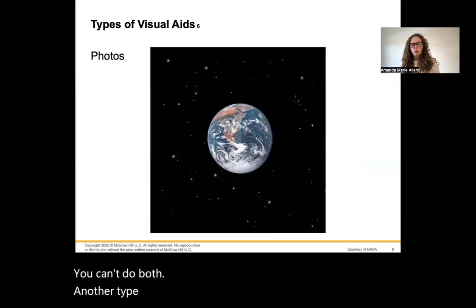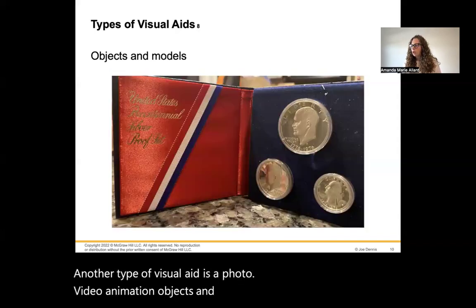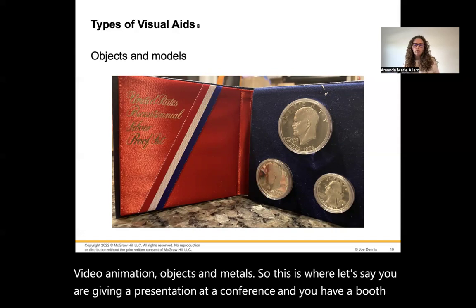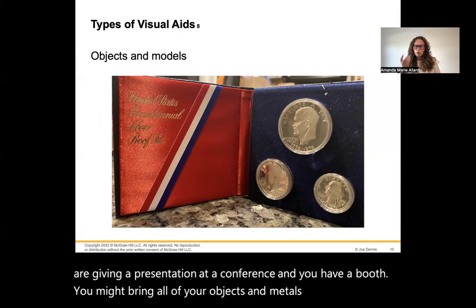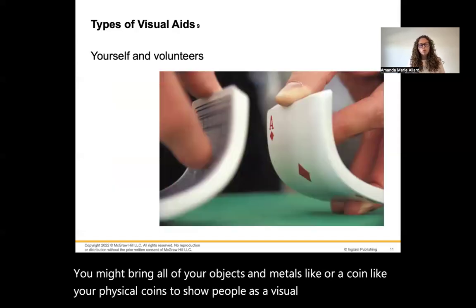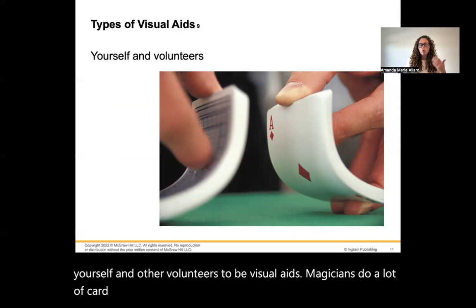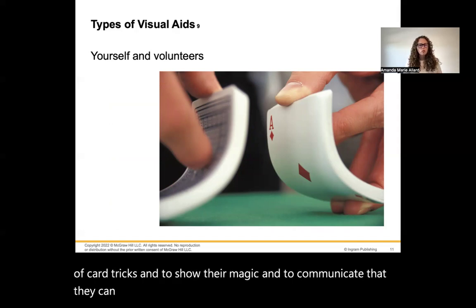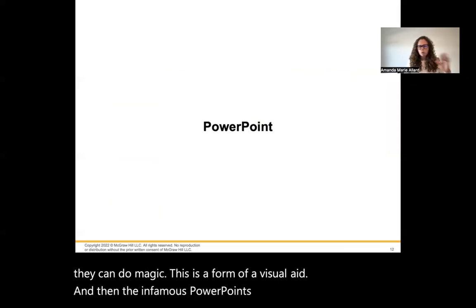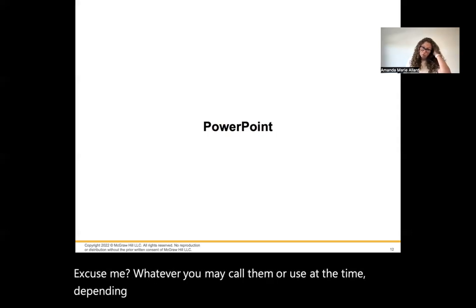Another type of visual aid is a photo, video, animation, objects and medals. So let's say you are giving a presentation at a conference and you have a booth, you might bring all of your objects and medals, or your physical coins, to show people as a visual aid. You can use yourself and other volunteers to be visual aids. Magicians do a lot of card tricks to show their magic and to communicate that they can do magic. This is a form of a visual aid. And then the infamous PowerPoints or Canva slide decks, or whatever you may call them or use at the time, depending on what project you're doing or who you're working for.